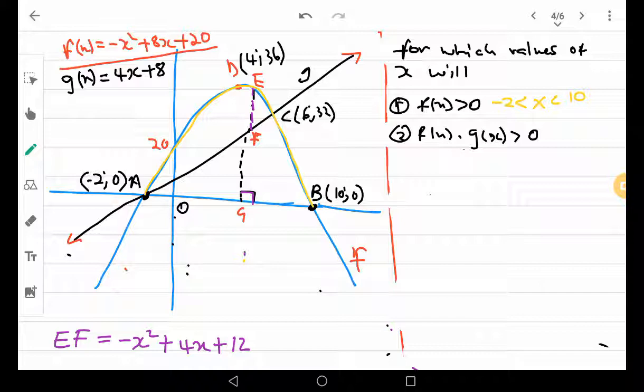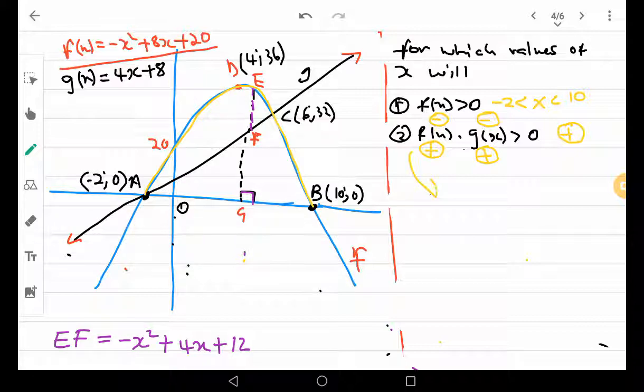Then the second one: for which values of x is f of x multiplied by g of x greater than 0? When you multiply them they must give a positive, so both must be positive, or both must be negative, because negative times negative is positive and positive times positive is positive. The graphs are both below the x-axis or both above it.